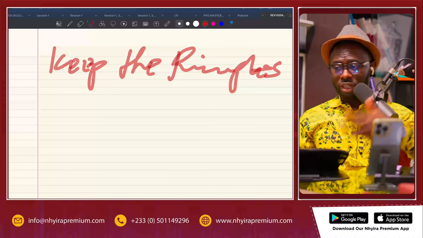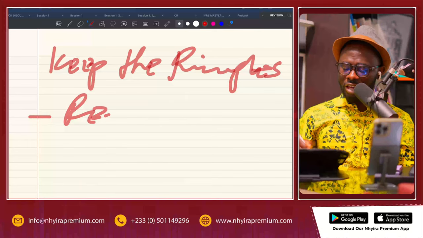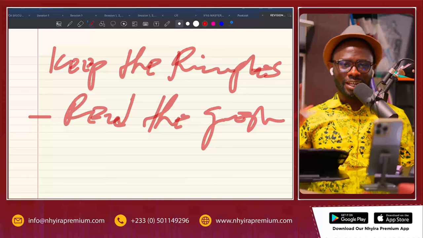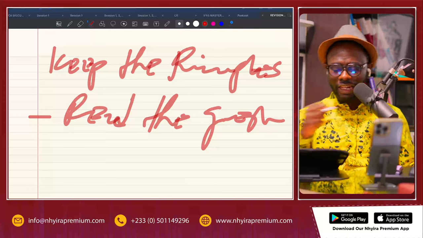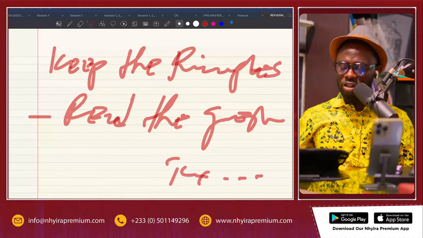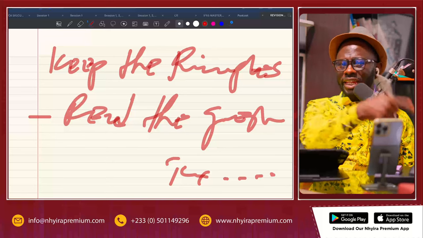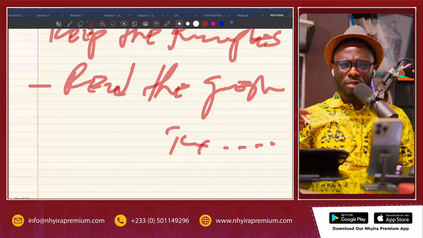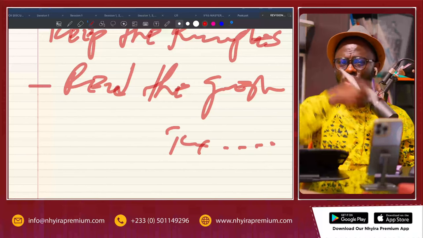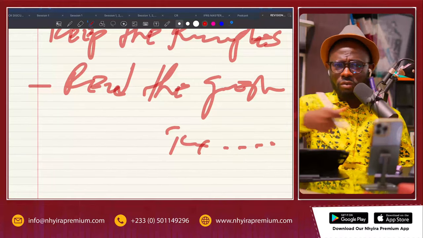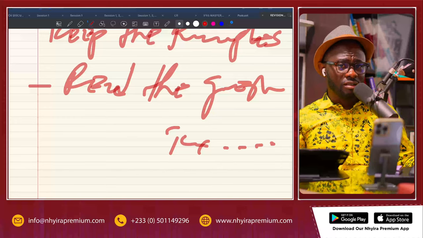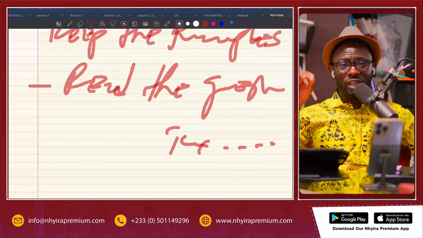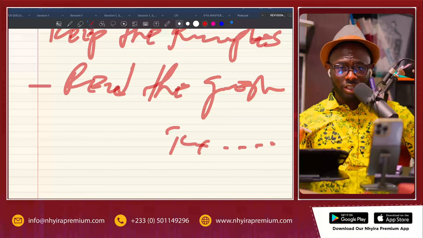So keep the principles. Then read the questions carefully, so that you don't digress. Like the examiner asks you, what is the tax implication of something, then you are defining the thing. Or the examiner asks you to write it from the perspective of A, then you are writing it by default from the perspective of B. You've got to be careful. Read a question carefully and make sure you understand the question.